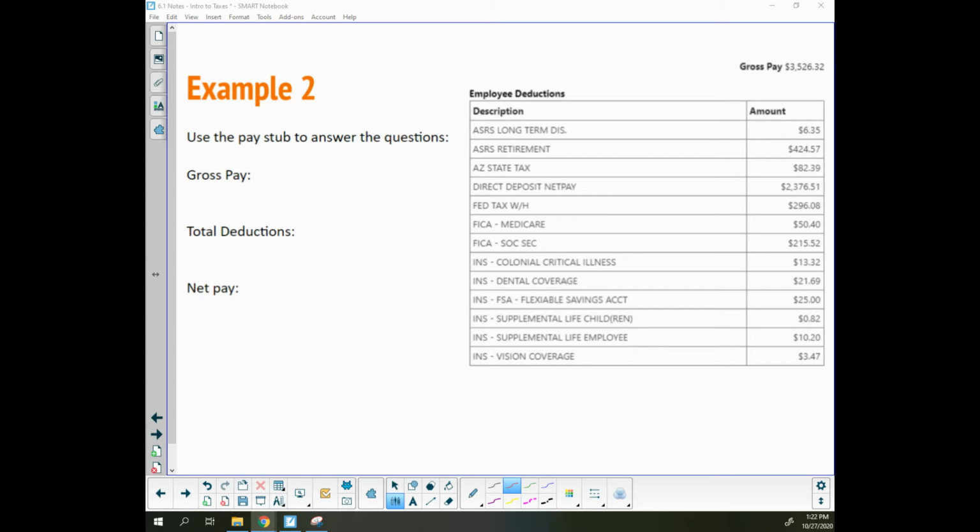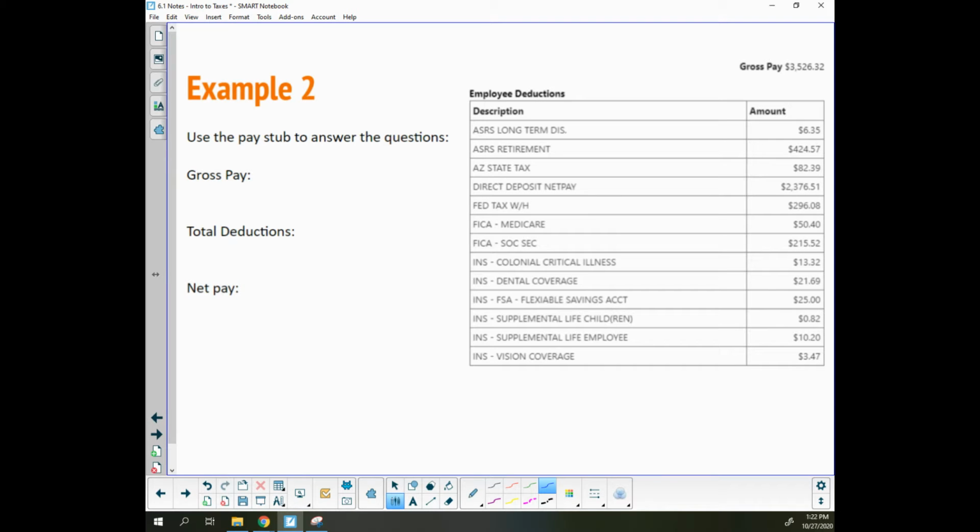We did on example 1, we're going to take a look at this pay stub and find gross pay, total deductions, and net pay. Like I already said, on a full pay stub, that information is going to be all listed for you. You won't have to be adding all this up, but unfortunately, that's how this works.